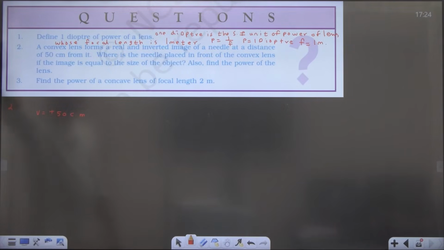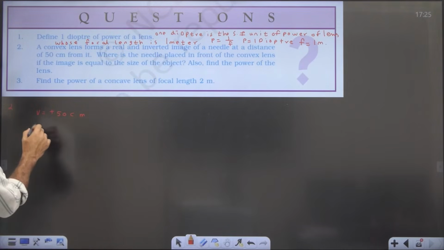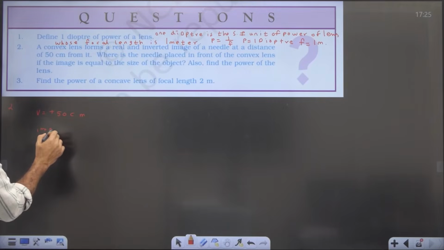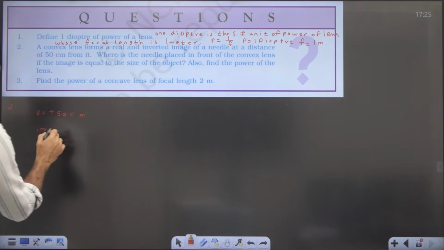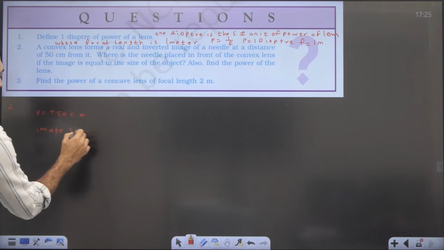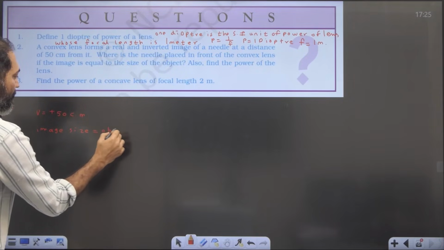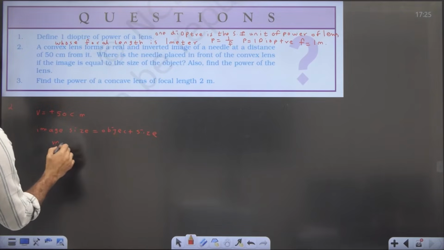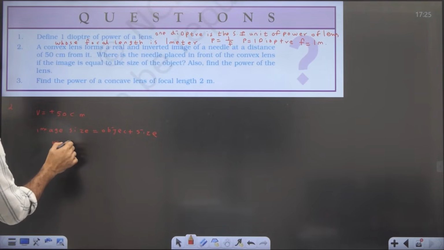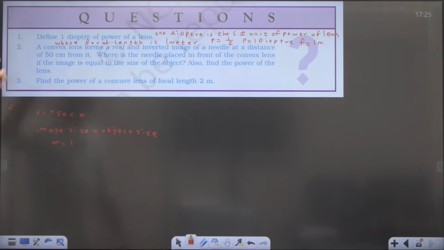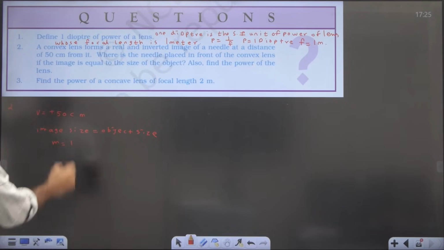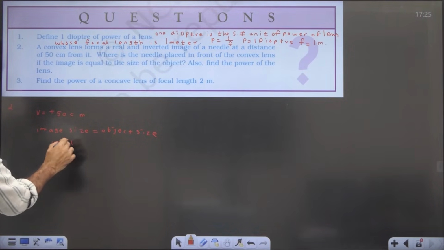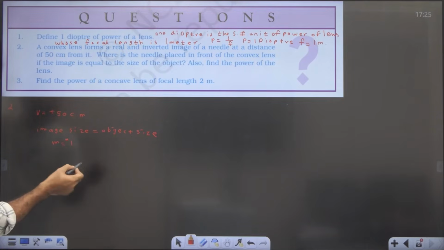Where is the needle placed in front of the convex lens if the image is equal to the size of the object? So image size and object size are equal. That means magnification has to be 1. Now the image is inverted, so magnification has to be minus 1, since the image is inverted.